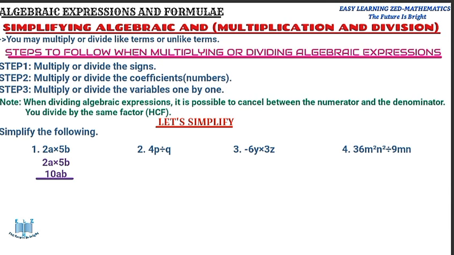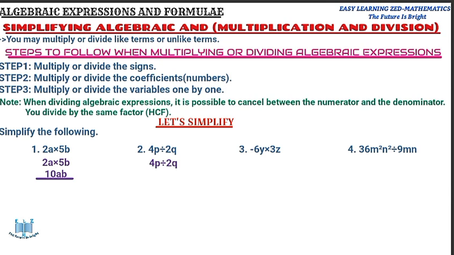Okay, question number 2, we have 4p divided by 2q. I'm going to write that. Then I'm going to look at the signs. We have positive signs. It's positive 4 divided by positive 2. When we divide a positive by a positive, the answer is a positive. So now we are going to divide the numbers.